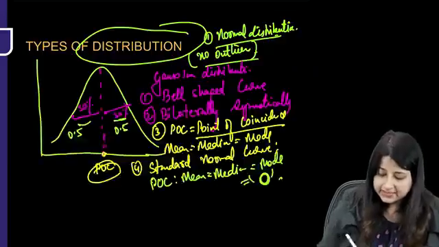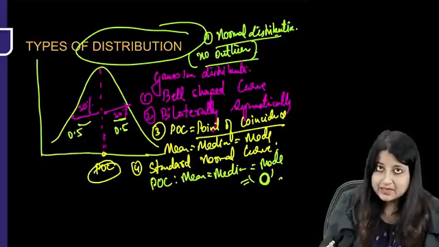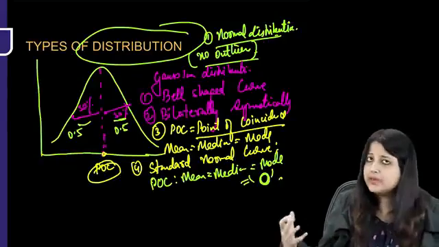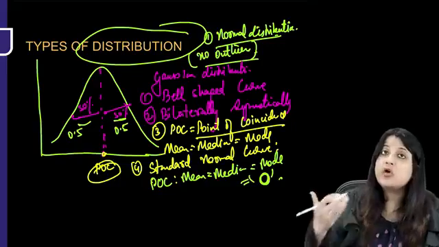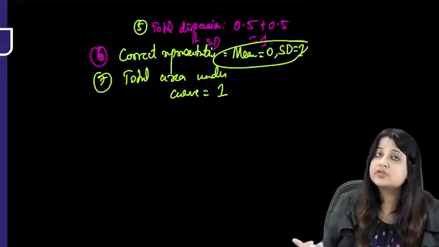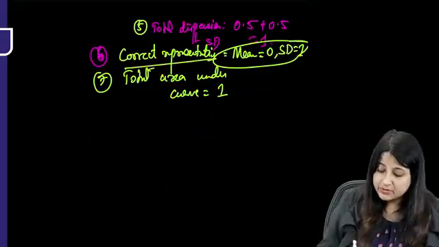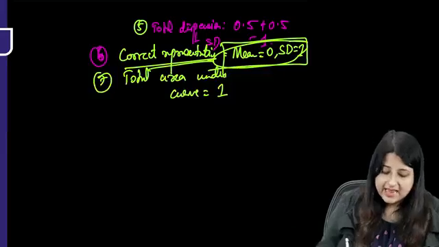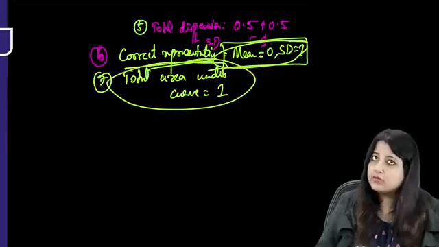Okay, so look at this: bell shaped, bilaterally symmetrical. At the point of coincidence, mean, median, mode all are equal, which could be equal to anything. But if they are all equal to 0, it is known as the standard normal curve. So total dispersion is 1. So the correct representation, which is very important: mean is 0, standard deviation is 1, and total area under the curve becomes equal to 1.